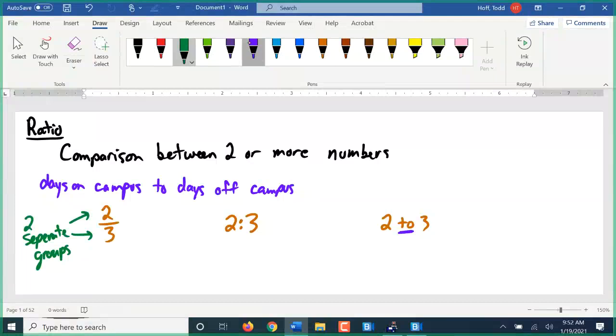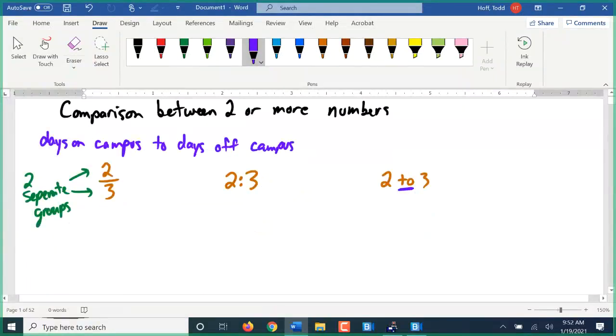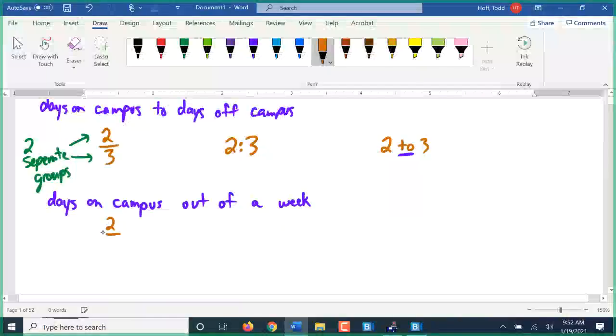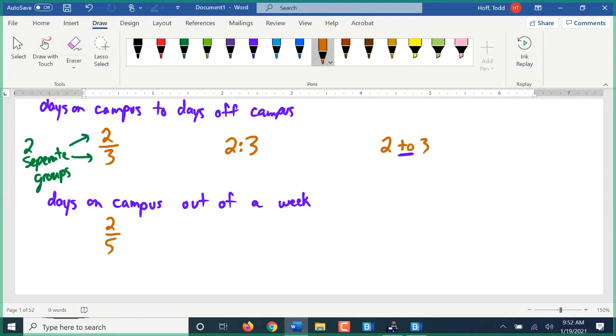I could have, however, rather than saying my days on campus compared to days off campus, I could say my days on campus out of the week. Well, I work 5 days a week, but only 2 of those days will I be on campus. So I'll be on campus 2 out of 5 days a week. If I'm writing it out with the words, it would have to be written as 2 out of 5.